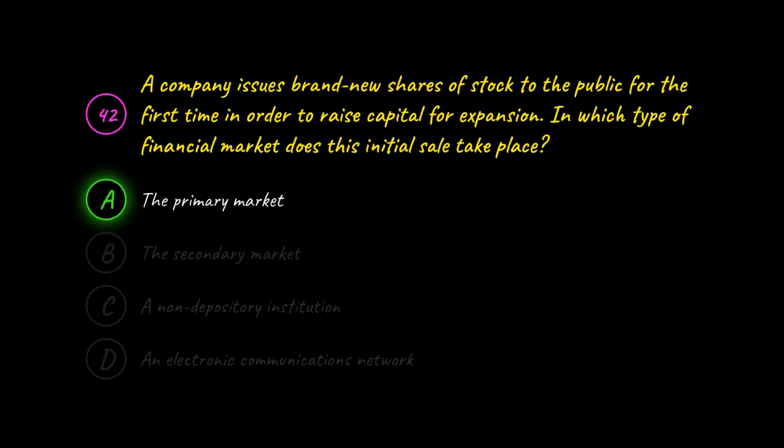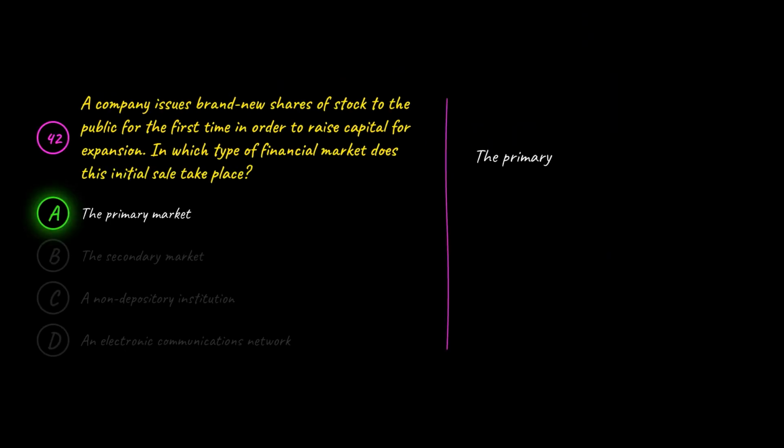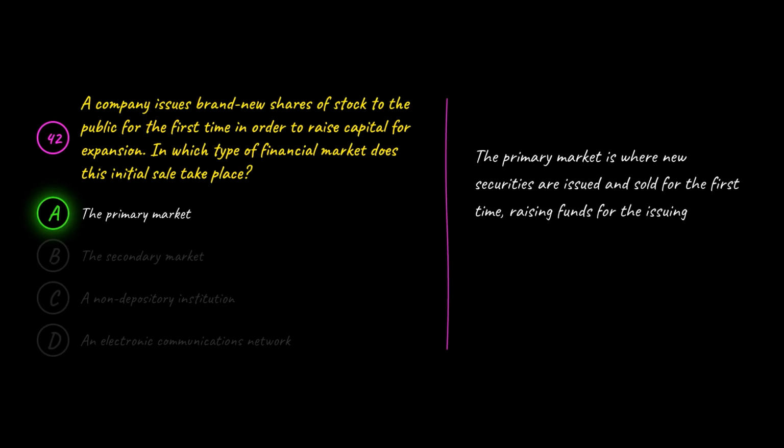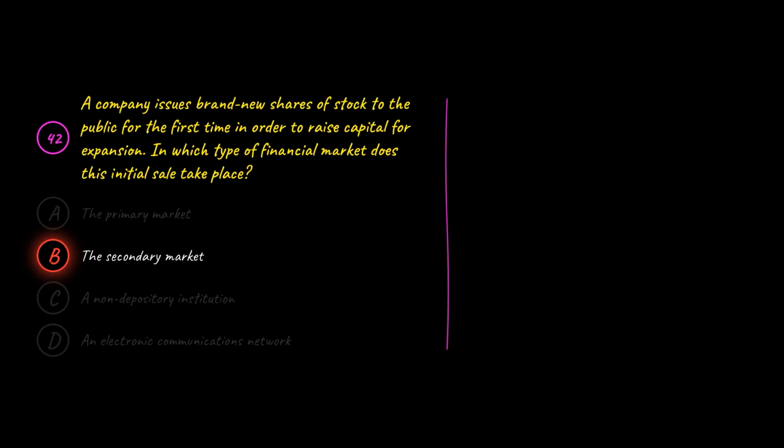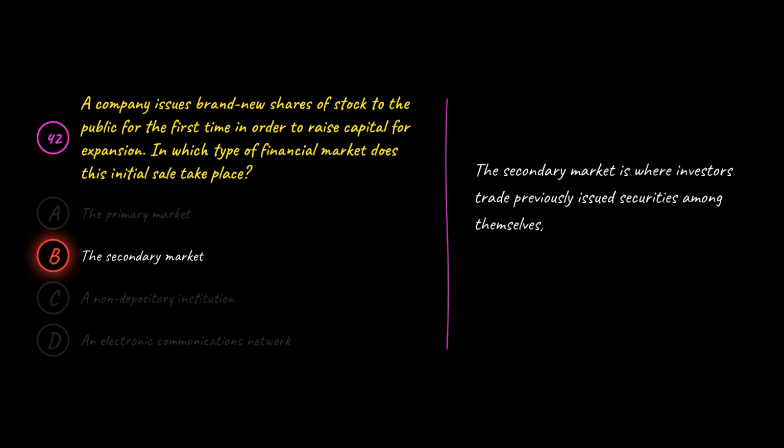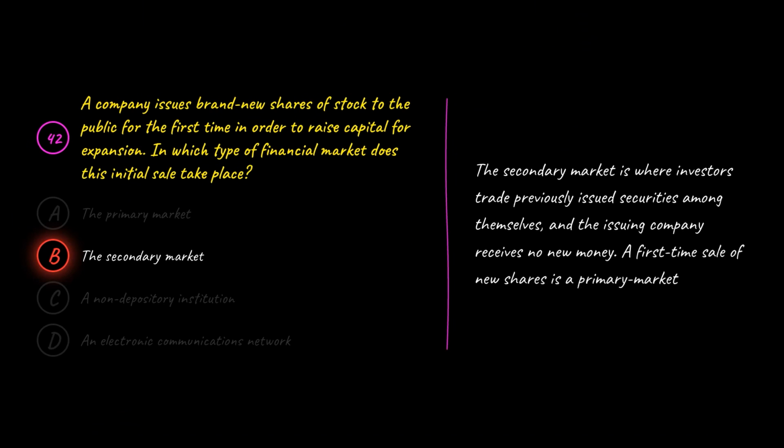The correct answer is A. The primary market. A is correct because the primary market is where new securities are issued and sold for the first time, raising funds for the issuing company. An initial public sale of new shares to raise capital takes place in the primary market. B is wrong because the secondary market is where investors trade previously issued securities among themselves, and the issuing company receives no new money. A first-time sale of new shares is a primary market event, not a resale.